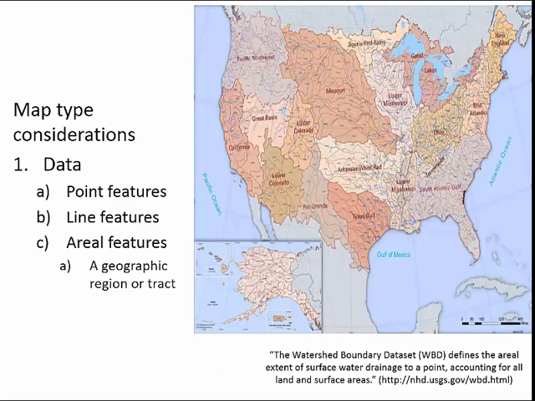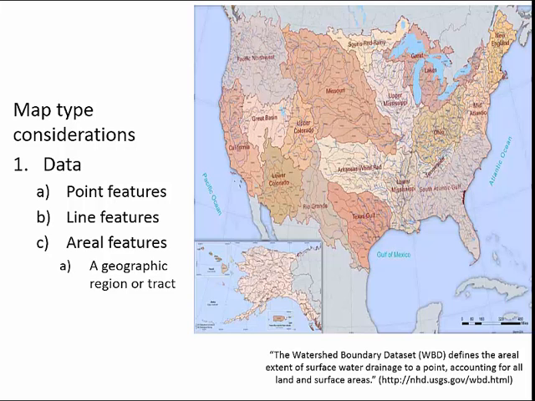Aerial features are also important in displaying data. So aerial features show geographic regions, such as a country. This example here shows watershed boundary regions: the upper Mississippi River Valley Basin, the lower Mississippi Basin. You also have the upper Colorado, lower Colorado, and this displays aerial features of a geographic region or tract.